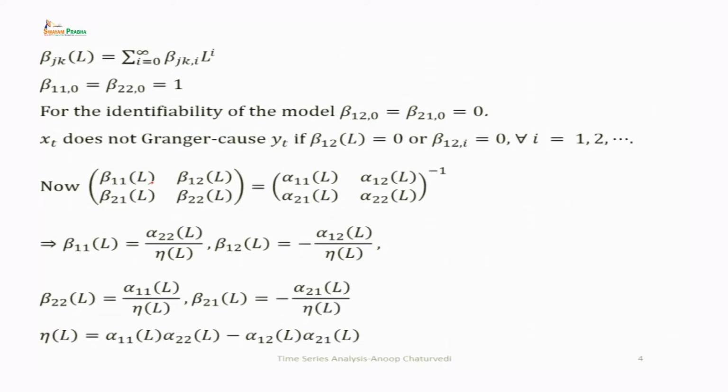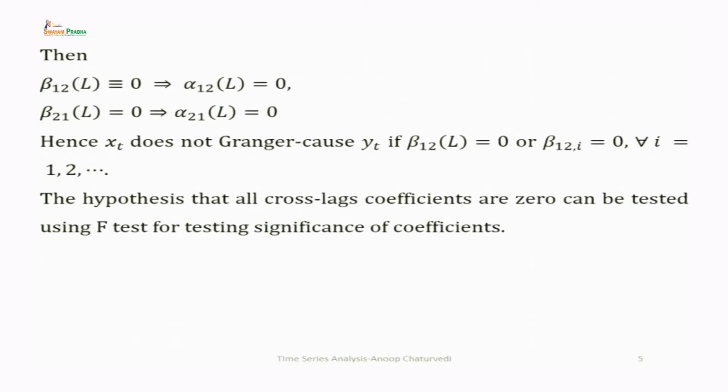And then beta_11(L) is equal to alpha_22(L) divided by eta(L). beta_12(L) is equal to minus alpha_12(L) divided by eta(L). In fact, we take the cofactor of this 2 by 2 matrix, and then we divide each element by the determinant of the matrix, that is eta(L). Then we find beta_22(L) is equal to alpha_11(L) upon eta(L), and beta_21(L) is equal to minus alpha_21(L) upon eta(L). And from here we observe that beta_12(L) equal to 0 implies that alpha_12(L) is equal to 0, and beta_21(L) equal to 0 implies that alpha_21(L) is equal to 0.